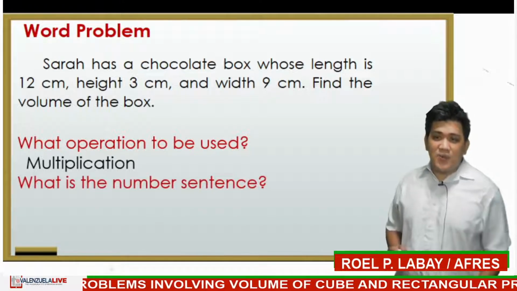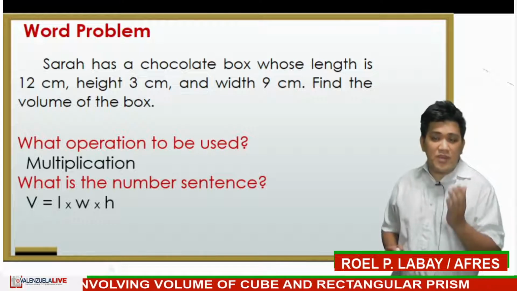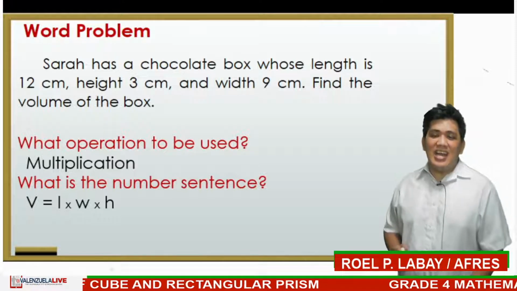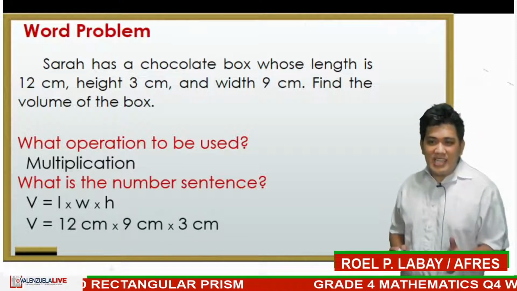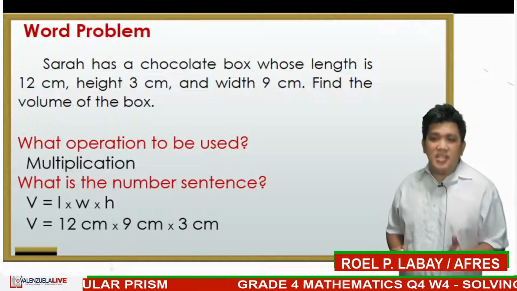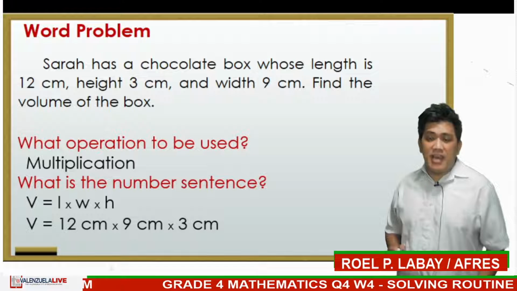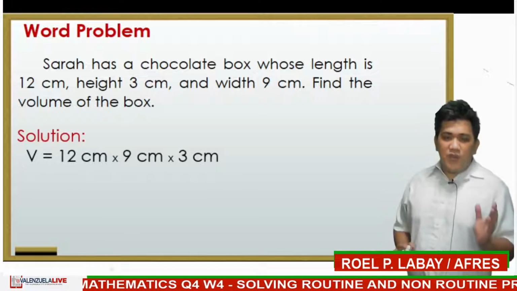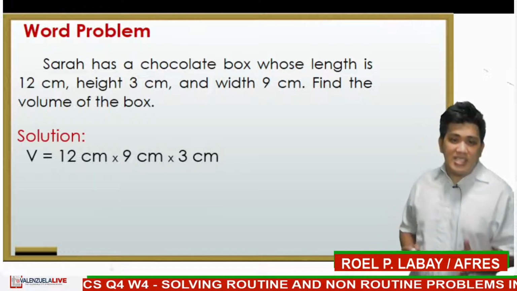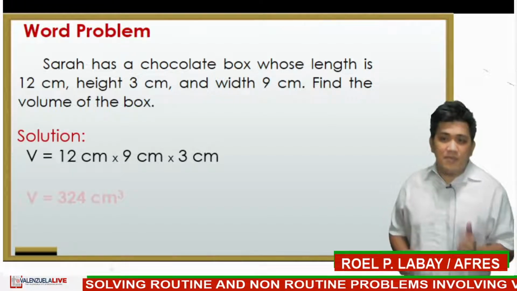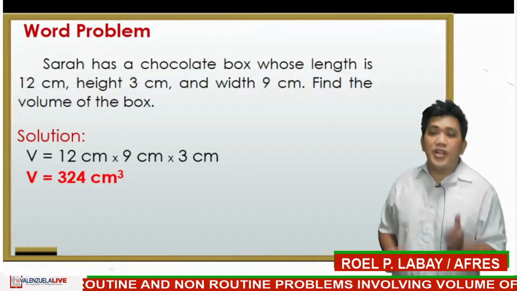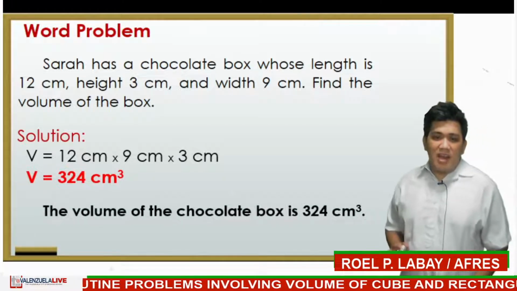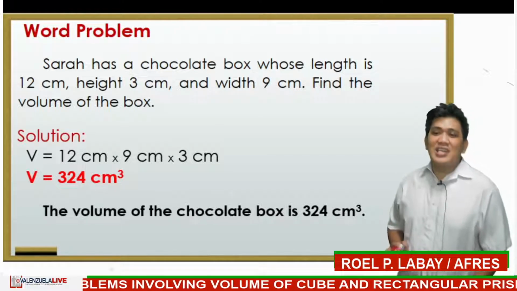And the number sentence for this problem: the formula for the volume of the rectangular prism is length times width times the height. So our number sentence will be volume is equal to 12 centimeters multiplied by 9 centimeters multiplied by 3 centimeters. And we will solve now. The product will be 324 cubic centimeters. Therefore, the volume of the chocolate box is 324 cubic centimeters.